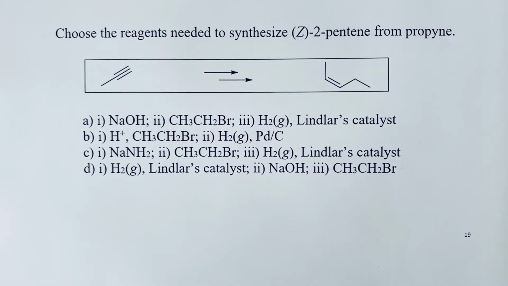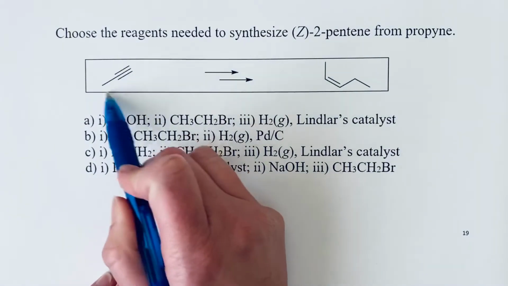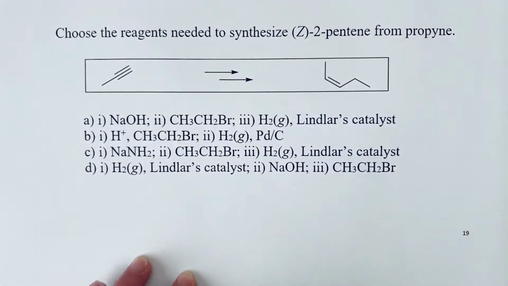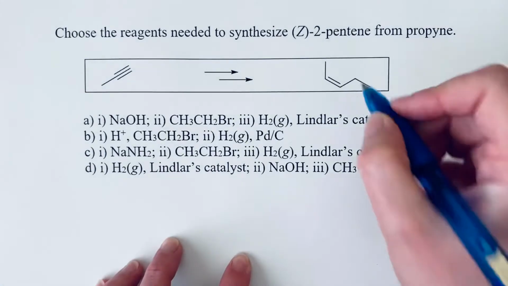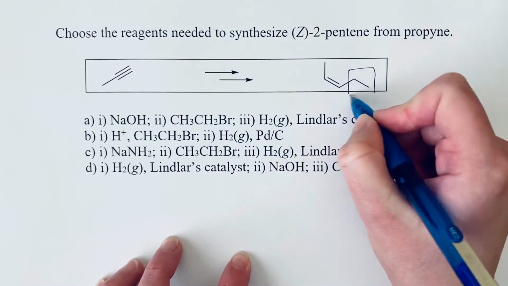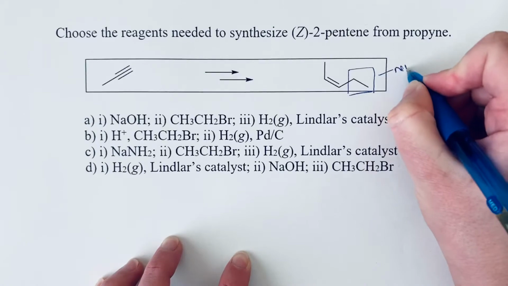Choose the reagents needed to synthesize Z-2-pentene from propyne. So we are starting with propyne, this 3-carbon alkyne, and we see that we're ending up with a 5-carbon chain alkene. So we are changing the functional group and we are adding to the carbon chain. So we can see that these carbons here are the new carbons that have been added.